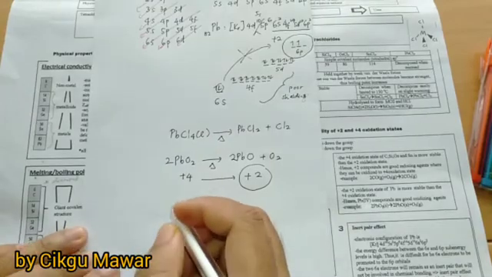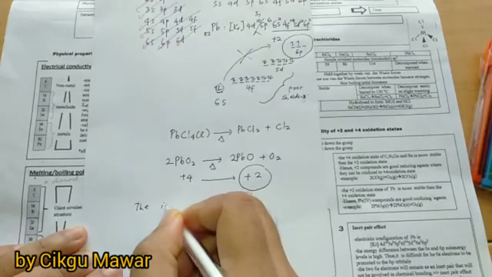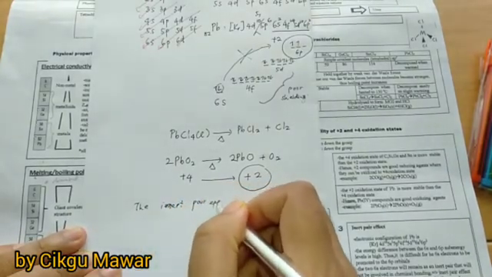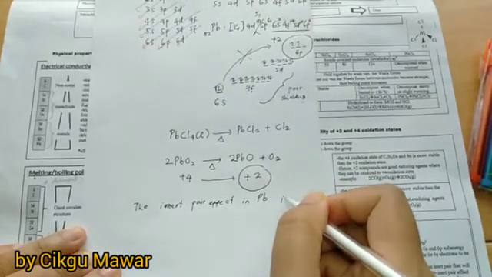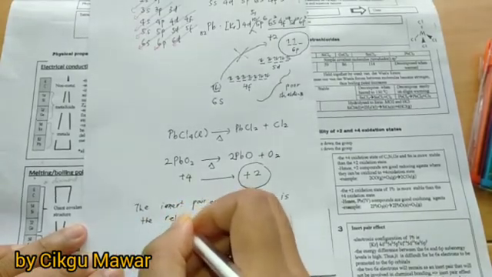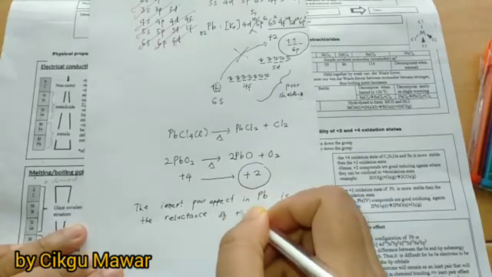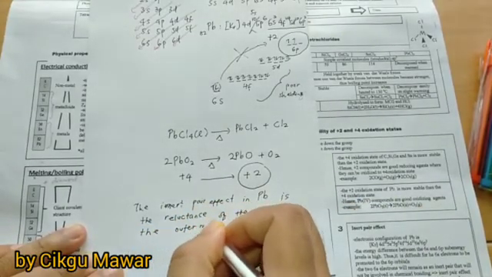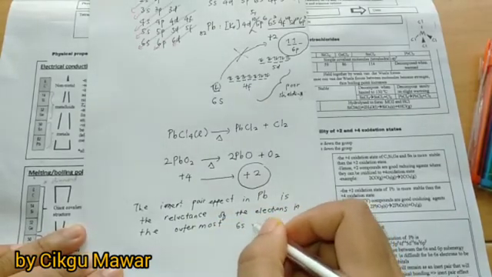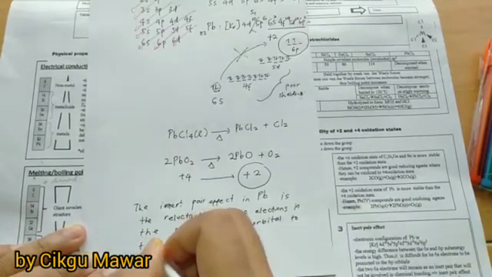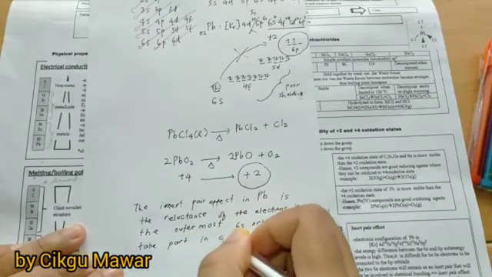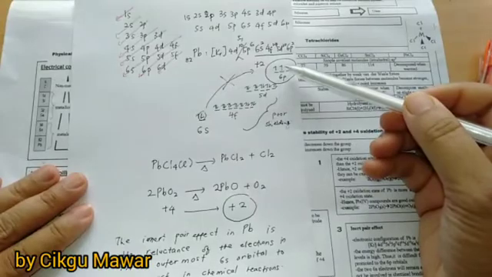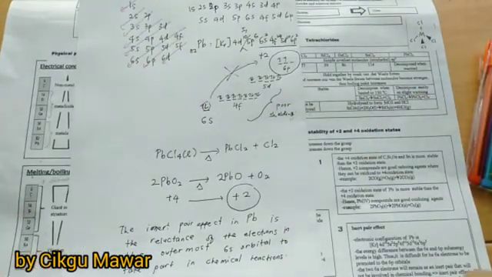Finally, how can we define the inert pair effect? The inert pair effect in lead is the reluctance of the electrons in the outermost 6s orbital to take part in chemical reactions, which means only the 6p electrons are used in any chemical reaction that occurs.